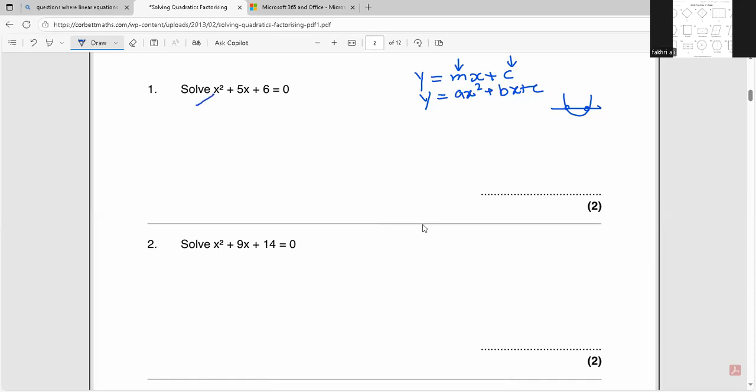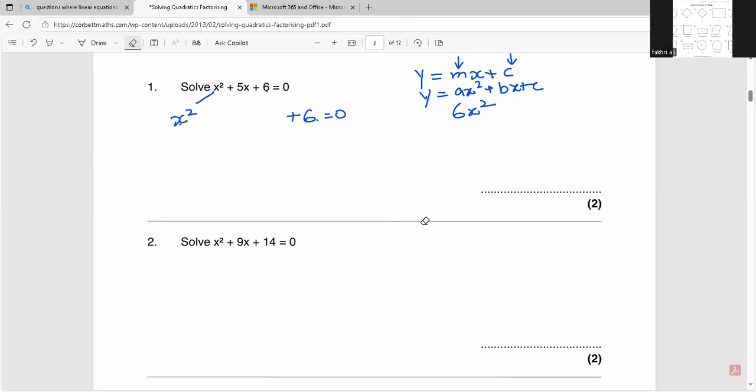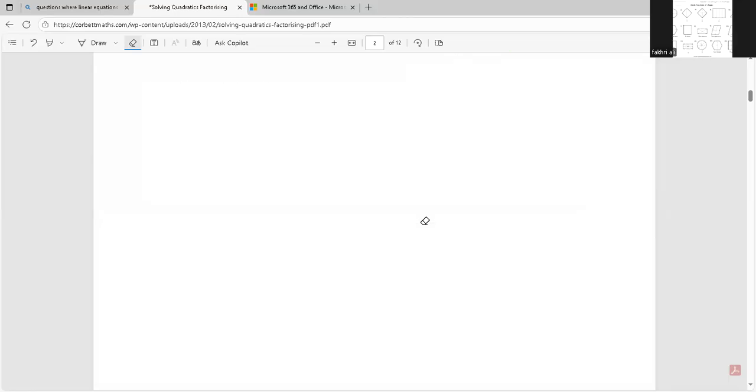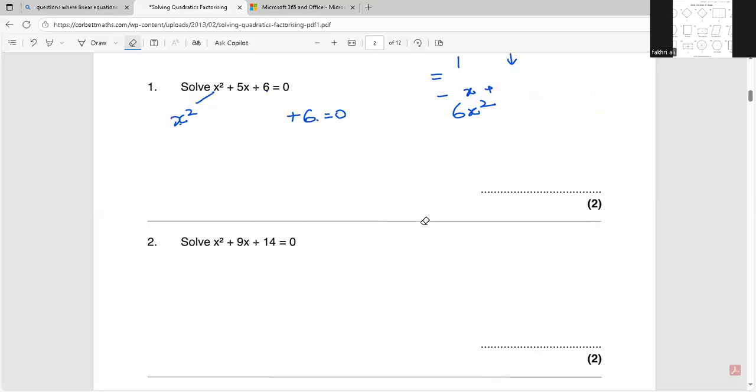I take this first value as it is. I write this last value as it is, right? And then I multiply these two numbers. What do I get? I get 6x square. Now, how do I find the factors? We call this middle term breaking. So we just break the middle term. How do we do it?